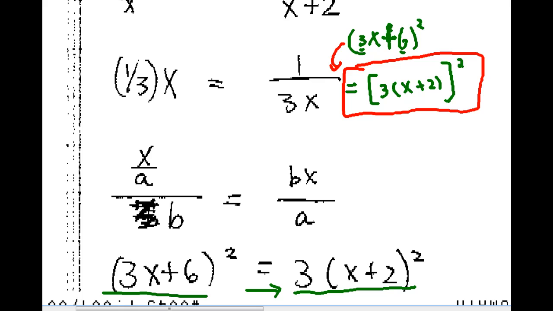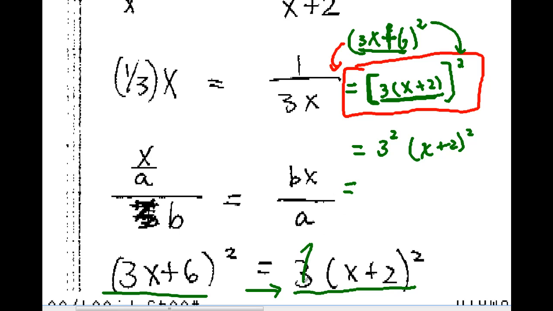I didn't do anything other than rewriting it to keep myself from making a mistake. I said, okay, 3x plus 6, it's really 3x plus 6. I don't know what to do with this square on the outside, but I'm going to be cautious. I'm going to put this in a bracket, so I didn't change anything from this part to this part. And then my square still sits over here. Now from there, I can really do it. I can do 3 squared, x plus 2 squared. So this is really not a 3, it's really a 9. Okay, x plus 2. All right.